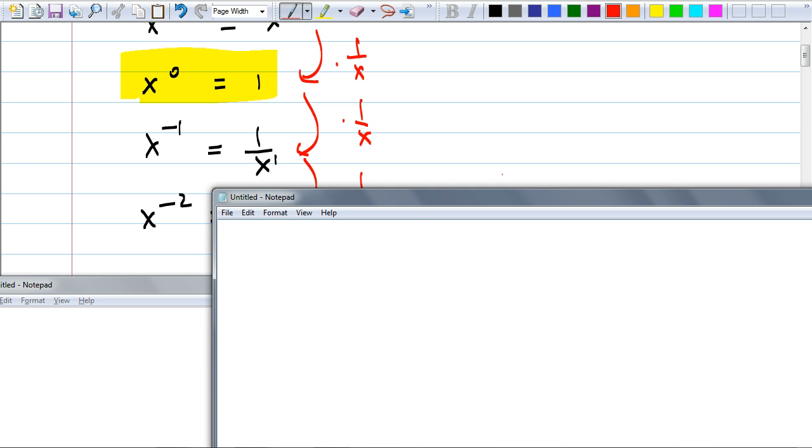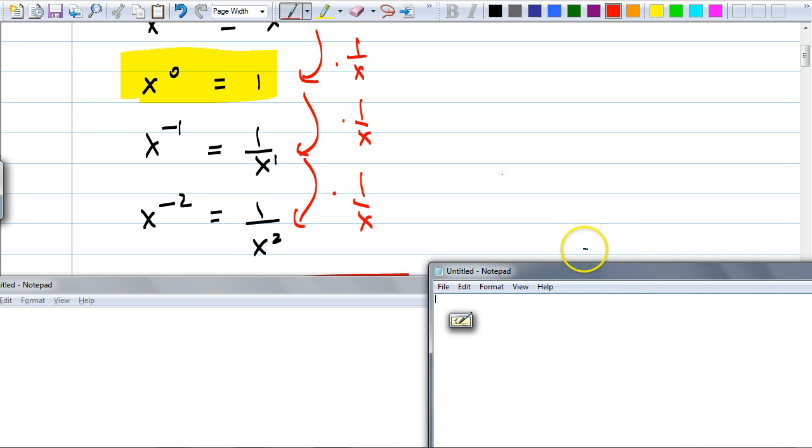1 over x squared is correct. Because isn't this what's happening, guys? As you decrease the exponent, you are multiplying the previous step by 1 over x. So 1 over x times 1 over x, you get 1 over x to the second power. Can somebody guess what x to the negative 3 power will get you? How about Samuel Lee? 1 over x to the third is correct.